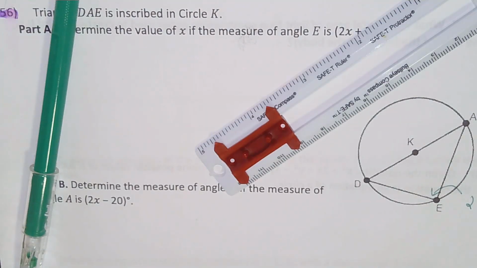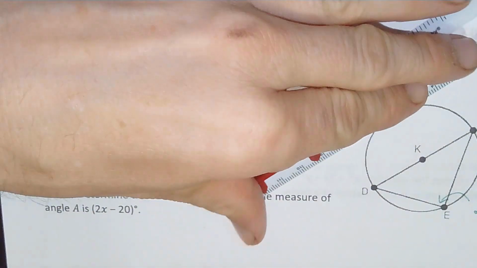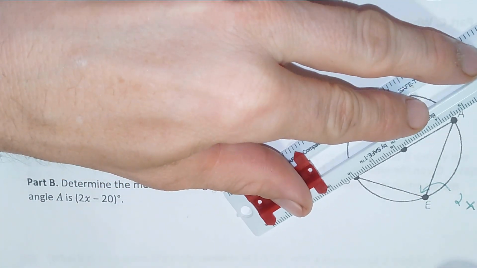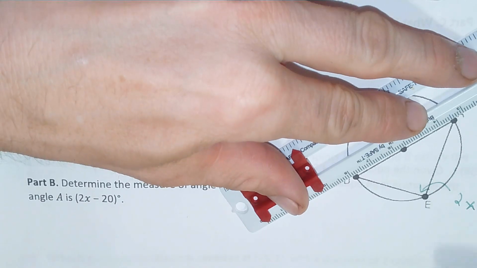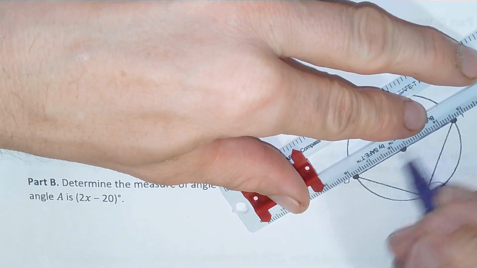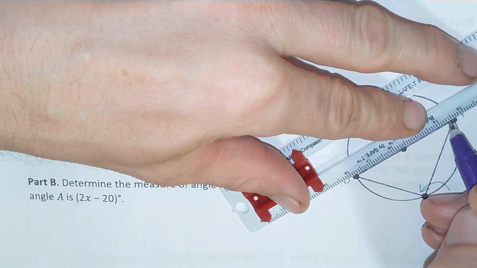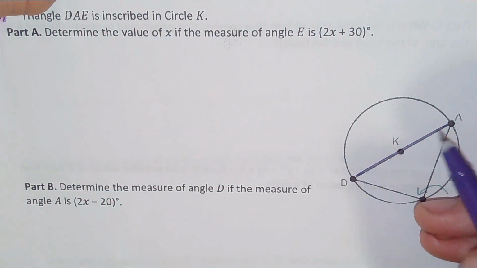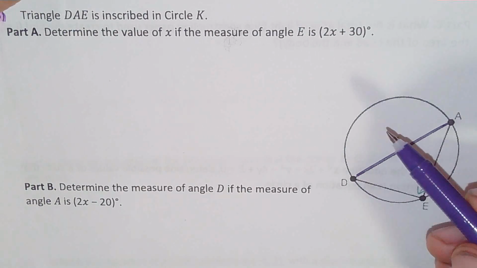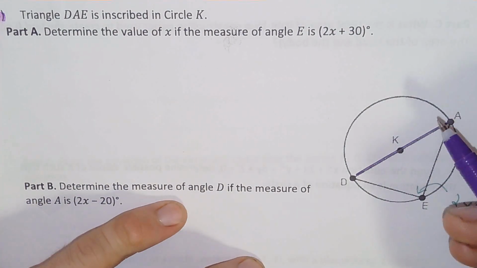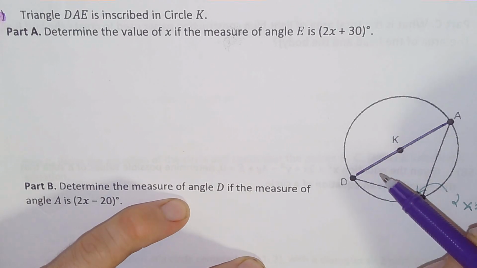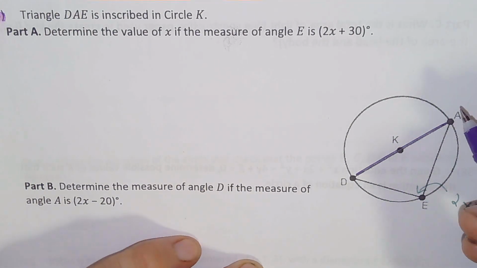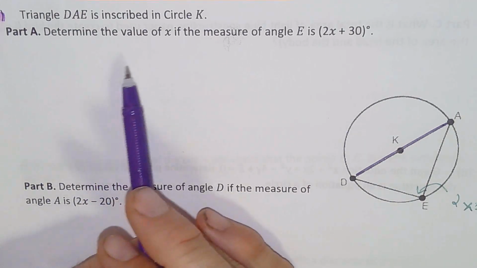Let me take it. Alright, so we know that angle DKA here is a 180 degree angle. And how do we know that? Well, they don't really tell us that for sure, but you can kind of presume it here. You kind of have to in order to solve the problem.